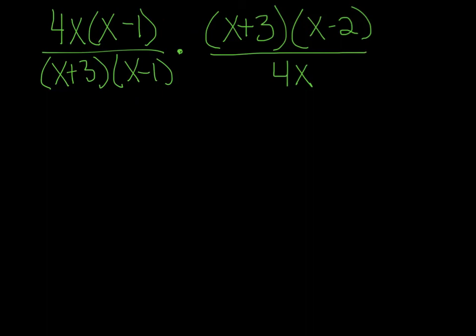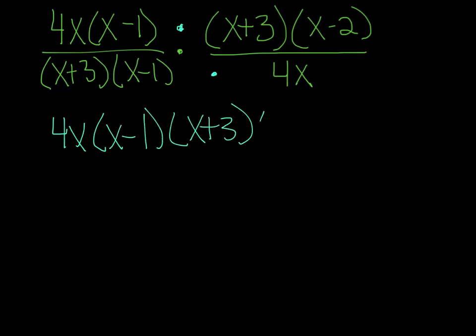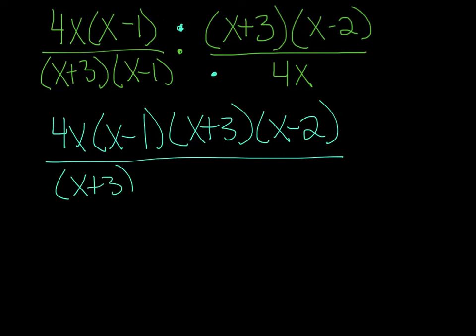Okay, so here's one. We have 4x times x minus 1 all over x plus 3 times x minus 1, and then times x plus 3 times x minus 2 all over 4x. This one's already factored for you, so you can skip that step. But because this is all multiplication, you can just do top times top and bottom times bottom. So we end up with 4x and x minus 1 and x plus 3 and x minus 2 all together in the numerator. And then in the denominator, we have x plus 3 and x minus 1 and 4x.